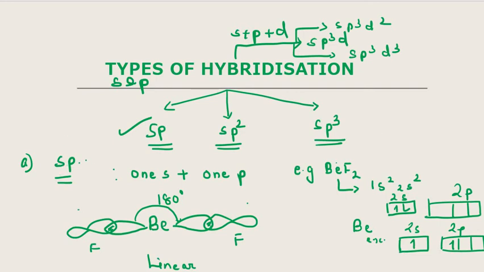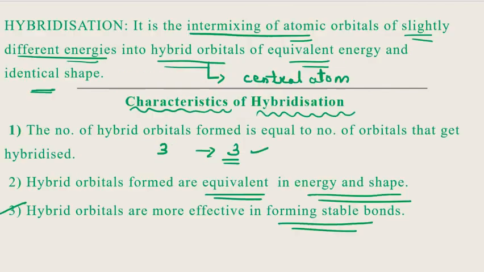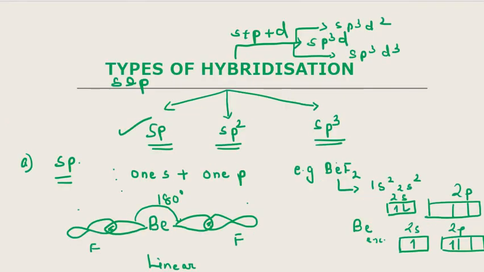So let us first consider sp hybridization. When we say sp hybridization, 1s and 1p, 2 orbitals are involved. Therefore, our hybrid orbitals will also be 2. As we have said, the number of hybrid orbitals formed is equal to the number of orbitals that get hybridized. So in this case, 1s and 1p. An example for this is BeF2.